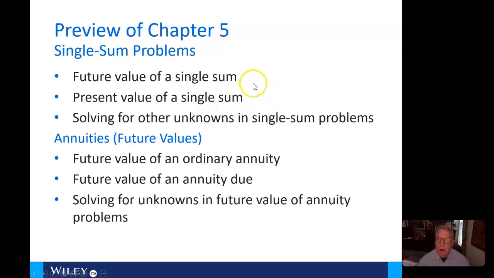So as I look at Chapter 5, we're going to look at the future value of a single sum. Sometimes I call that an amount. Then we're going to look at the present value of a single sum. Sometimes I call that an amount. And then solving for other unknowns in single sum problems. Then we'll bounce to annuities. We'll look at the future value of an ordinary annuity, the future value of an annuity due, and then solving for unknowns in future value of annuity problems.